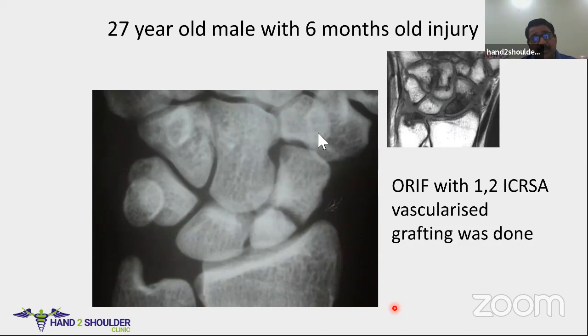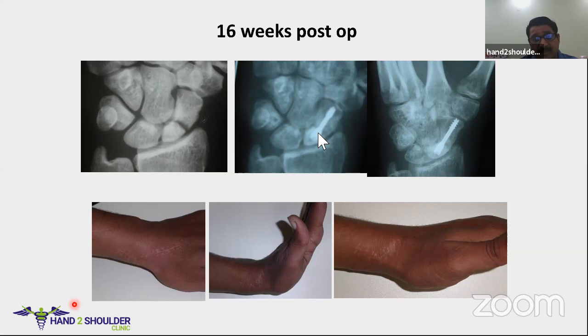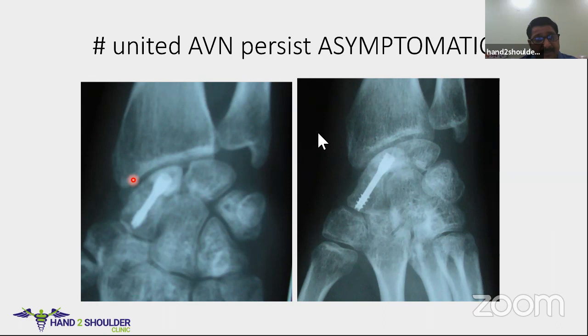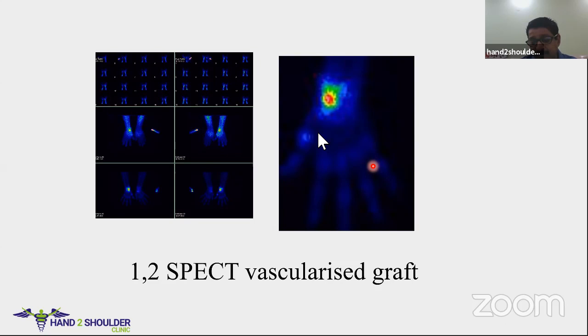Another case, a 27-year-old male with a fracture. It was a 6-month-old injury, a proximal pole fracture, with MRI showing signs of AVN. At 16 weeks post-op, you start seeing the union and the movements. Here we would like to emphasize that the AVN persisted. Radiographically, AVN takes a long time to go, but the fracture is united, which in turn tells us that biology is working and fracture union is occurring. So this is one of the cases. In the same case, a SPECT was done for the vascularized graft to show the vascularity.